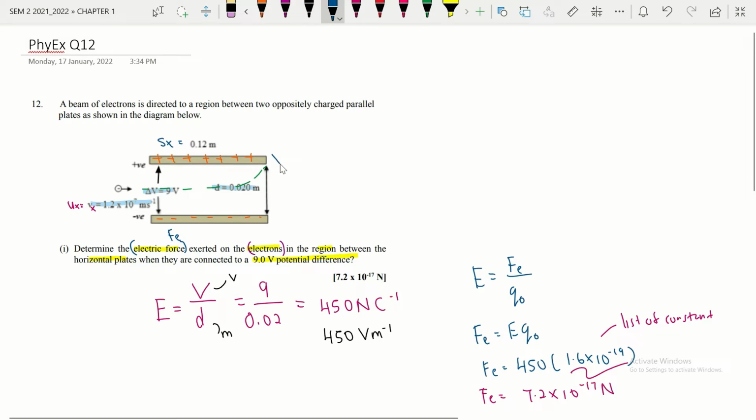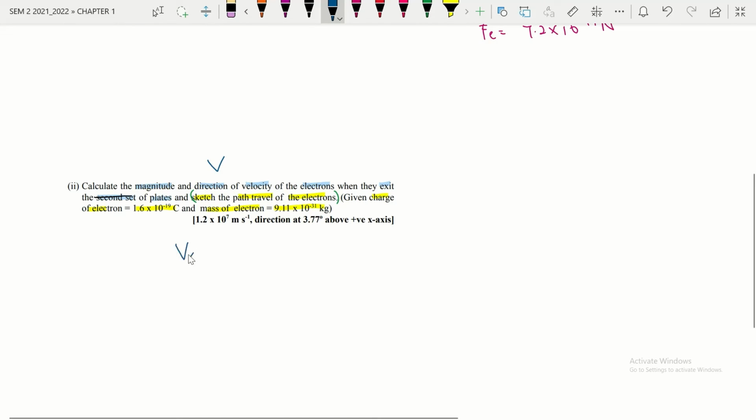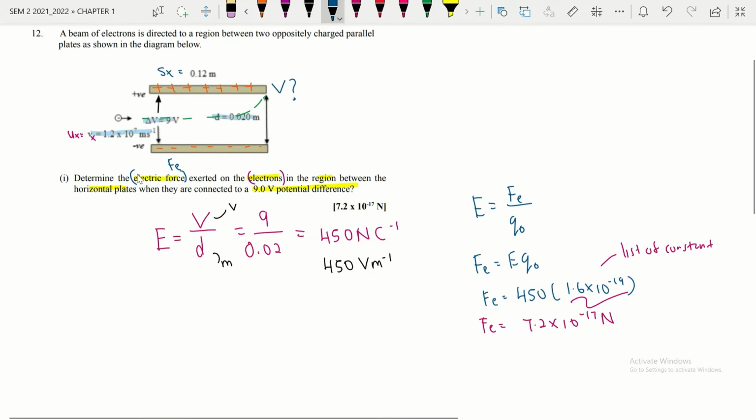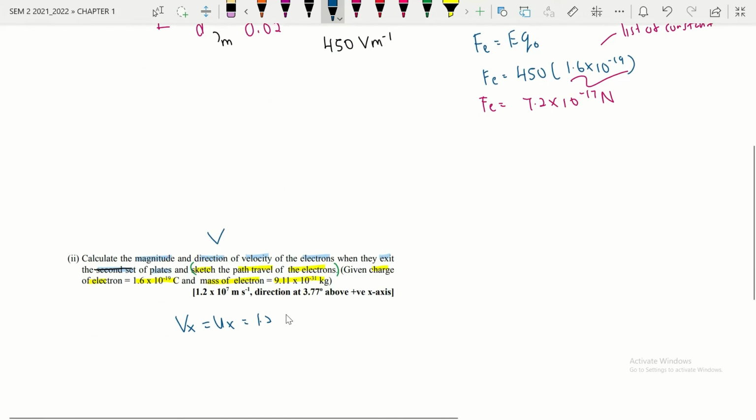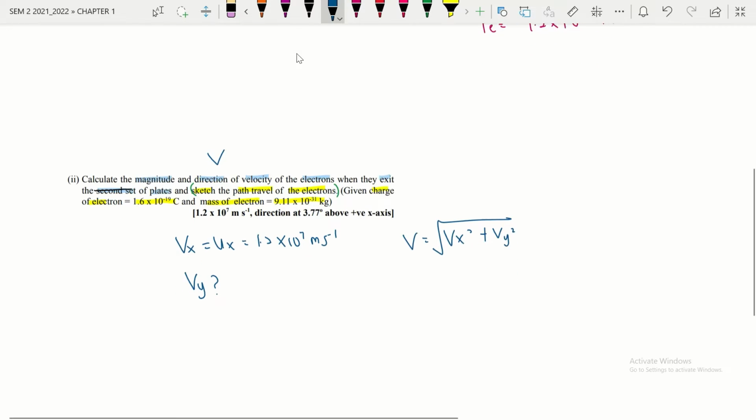Sekarang kita nak cari dia punya velocity. Macam mana kita nak cari dia punya final velocity? So in order to find the final velocity, kita dah tahu Vx dia. So Vx kan sama dengan Ux, sama juga dengan dia punya initial velocity kan, 1.2 times 10 to the power of 7 meter per second. Now in this question kita kena cari Vy kita berapa. Sebab apa? Sebab kita nak cari magnitude dia, Vx square tambah dengan Vy square, dan kita akan square rootkan dia. Alright, so in order untuk cari magnitude dia, kita kena cari Vy.